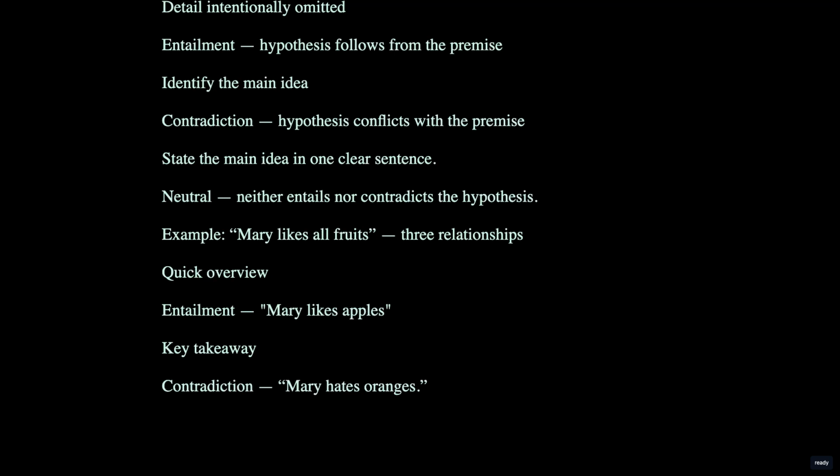This line is labeled a contradiction. The statement, "Mary hates oranges." It's a contradiction because it clashes with an opposing claim. For example, "Mary loves oranges" or "Mary does not hate oranges." In logic, a contradiction means a proposition and its negation are both asserted.